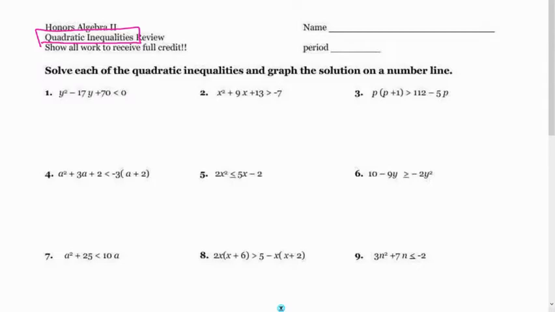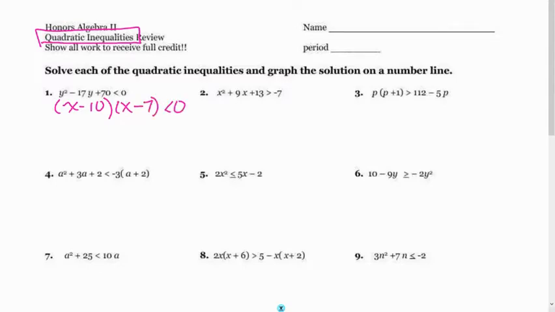variable like y or x or p, as all these at the top do, you need to solve them on a number line. And many of them, if not all of them, will involve factoring. So for this one, we need to find factors of 70 that add to negative 17. So it's going to be x minus 10 and x minus 7.